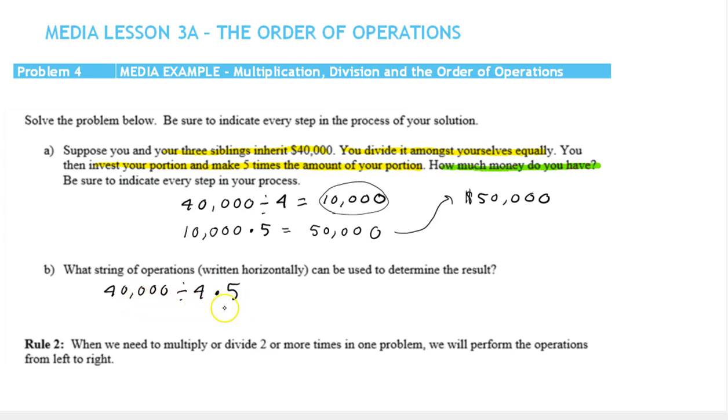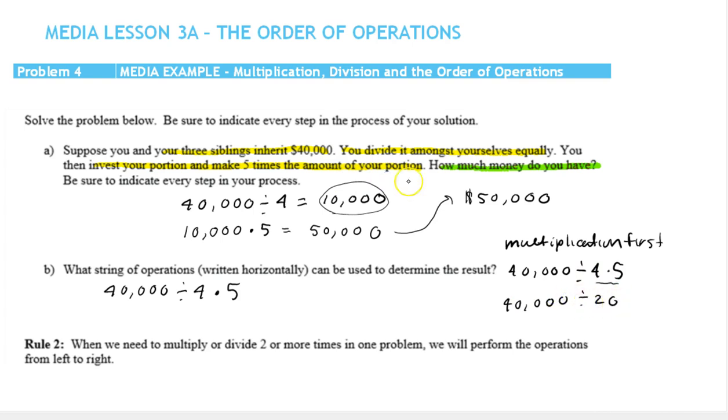Now let's just do a check like we did before about the order. Does it matter if we do the division first or the multiplication first? So we already did the division first up here. Let's see what happens if we did the multiplication first. Well, we would have $40,000 divided by 4 times 5. If we did the multiplication first, we do 4 times 5 is 20. And 40,000 divided by 20 is going to be 2,000.